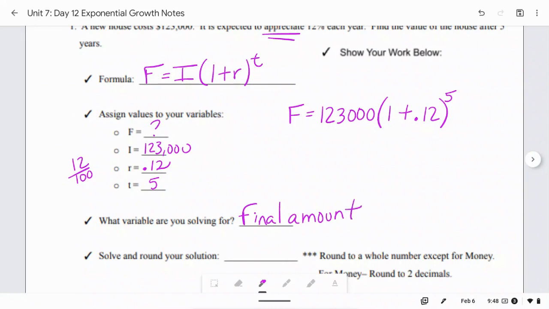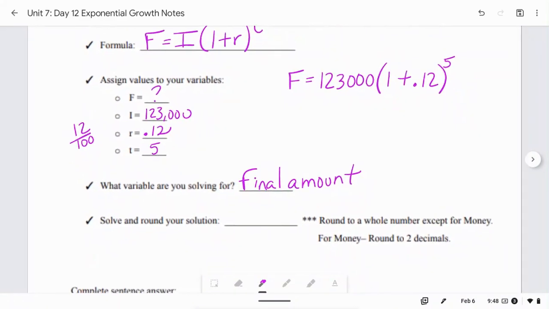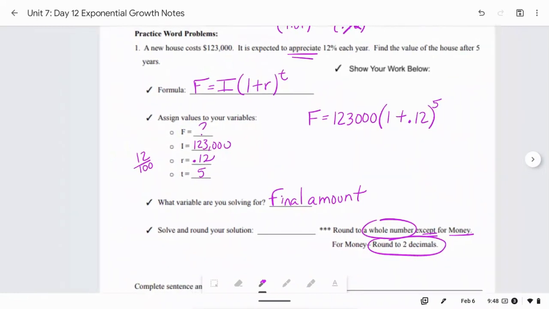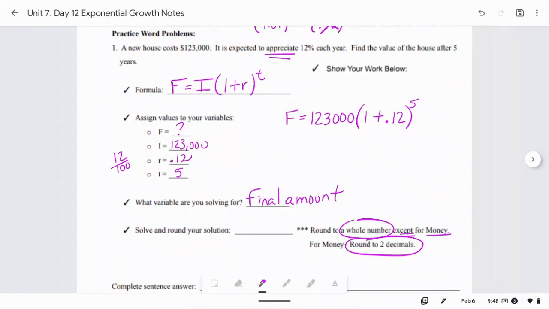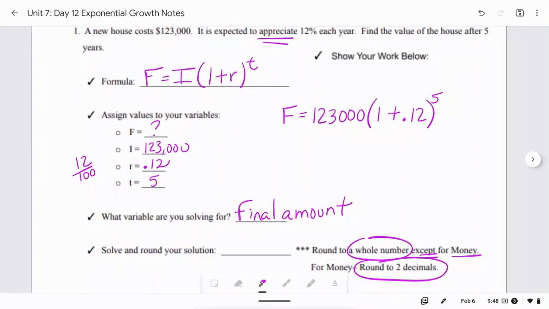When you go to type this in your graphing calculator, you're always going to round to the nearest whole number except for money. If it's talking about money, then you round it to 2 decimal places. Since we're looking for the value of the house, we're talking about money. So we're going to round this answer to 2 decimal places.